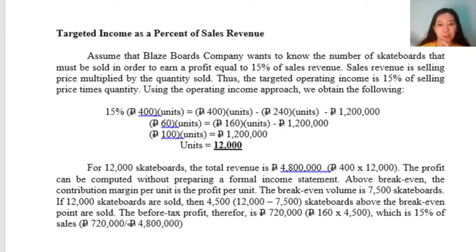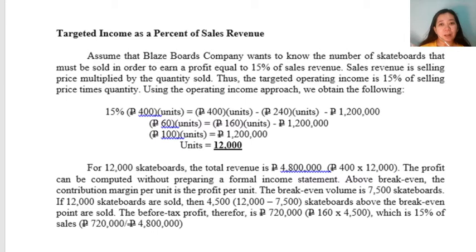Okay, so to continue, we go now to the target income as a percentage of sales. Again, we will use the base company example. Here they want to know the number of skateboards that must be sold in order to earn a profit that is equal to 15% of sales revenue.